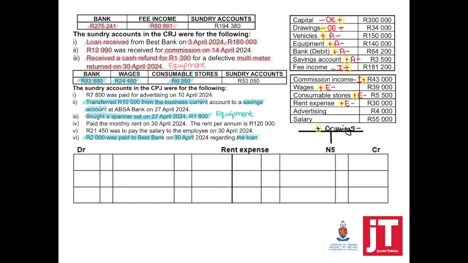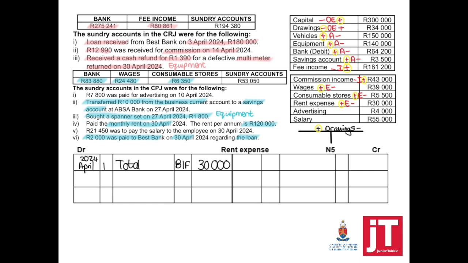Rent expense. It's regarded as an expense, which means it will increase on the debit side and decrease on the credit side. Therefore, the total brought forward appears on the debit side, 50,000. If we go to the cash payment journal, there's no money column open for rent expense, but under sundry accounts, transaction number 4, we've got paid the monthly rent on 30 April 2024. The rent per annum is 120,000. Now you need to be careful because they provided you with the rent per annum, but you've only paid for the month of April. So there's a calculation involved.